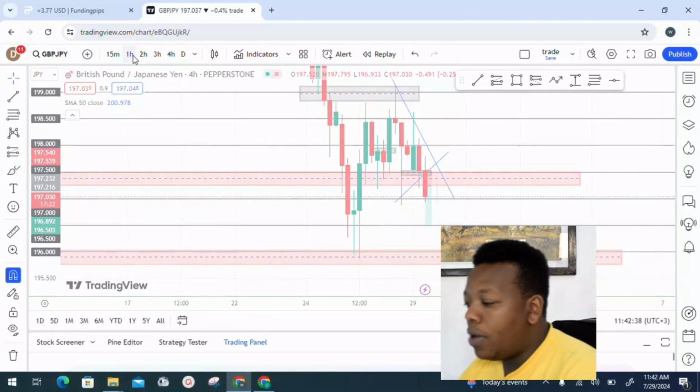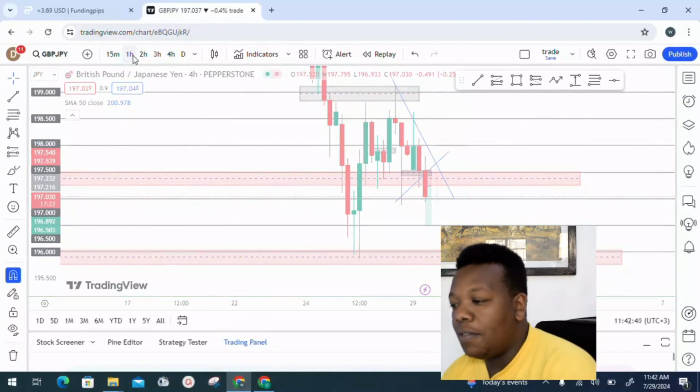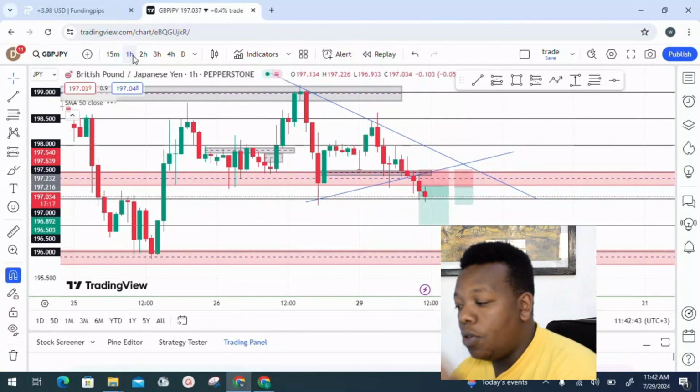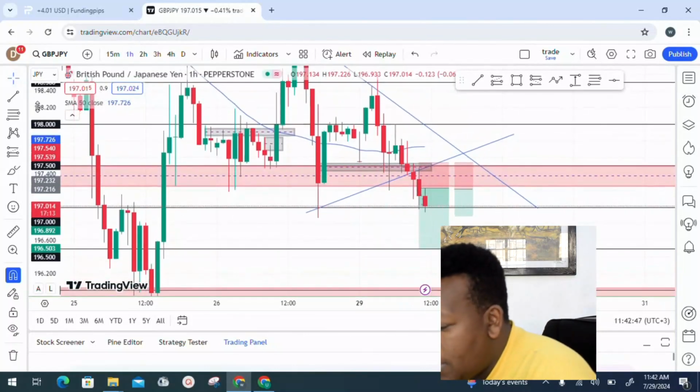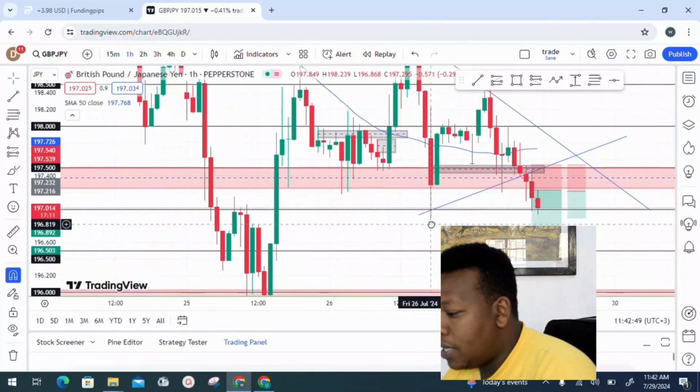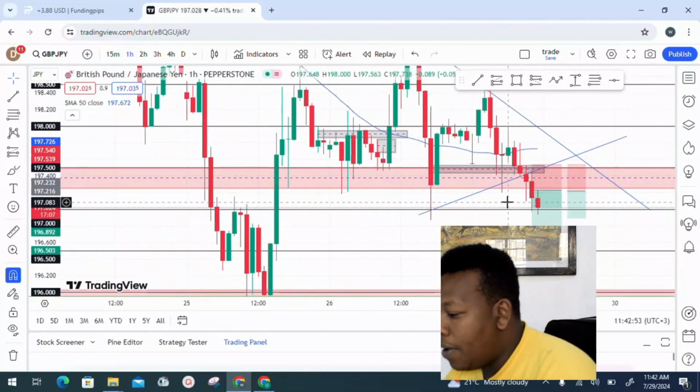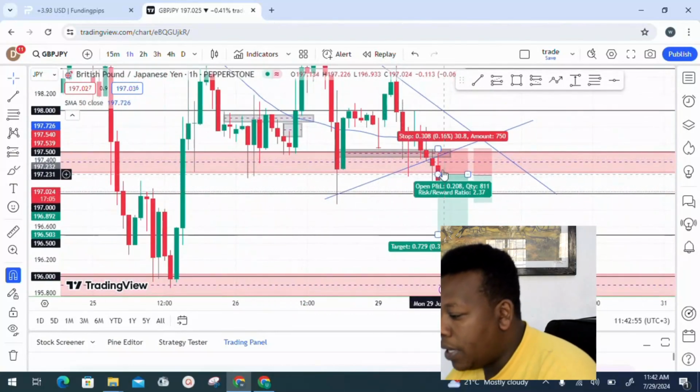If you narrow down to 1 hour, remember, first thing first, you just need to look at the zones. You draw the zones accordingly. You can see these are zones I've drawn here. These are a support and a resistance zone I've drawn here. The market touched them a couple of times, and now you can see the market has broken.